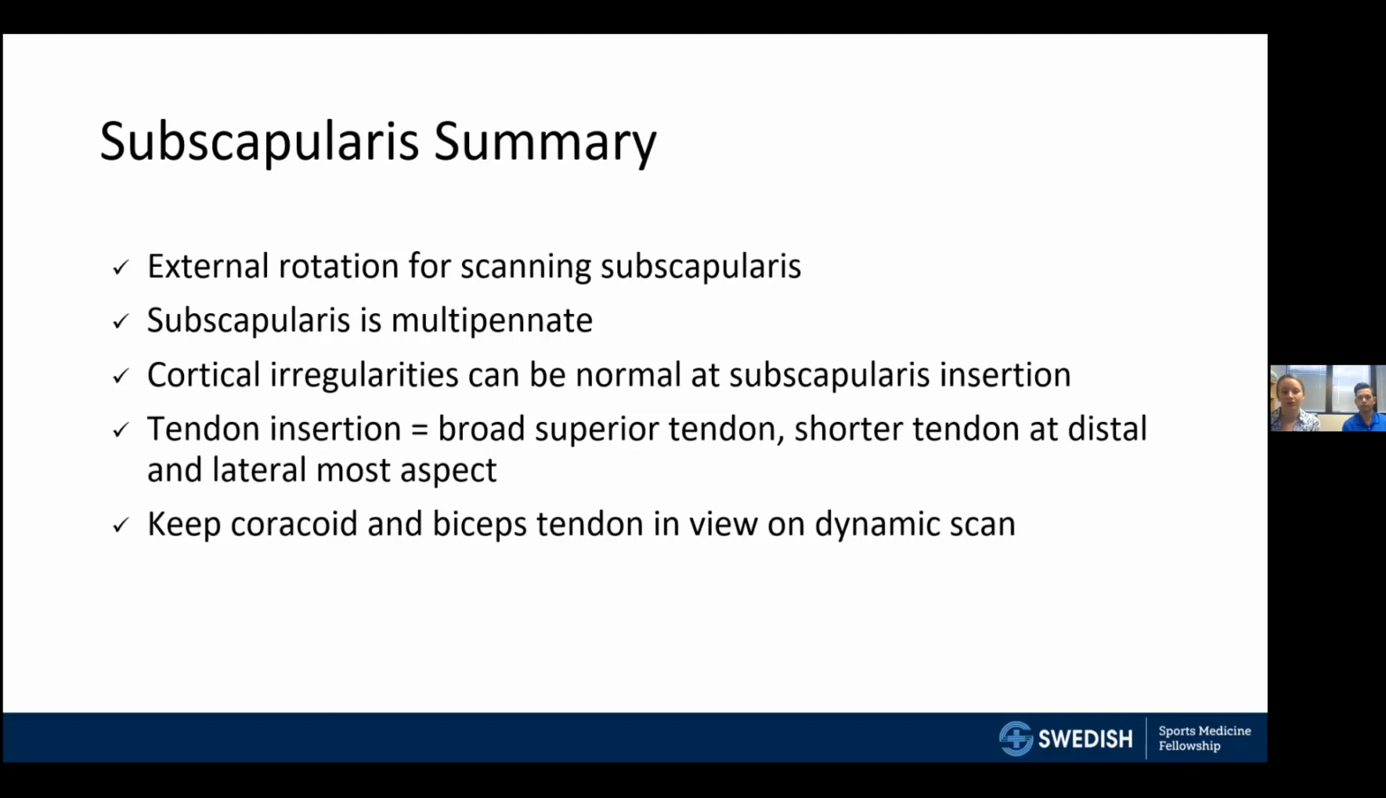The tendon insertion for the subscap is broad at the superior aspect and then narrows down at the distal and lateral most aspect. And then on the dynamic scan, pro tip is to keep that coracoid and biceps tendon in view. And I think that is it.